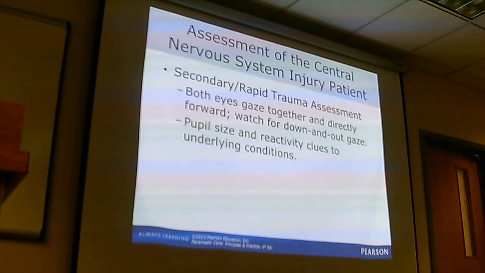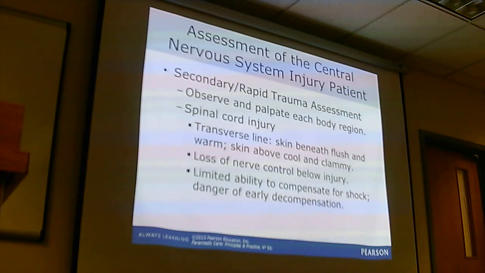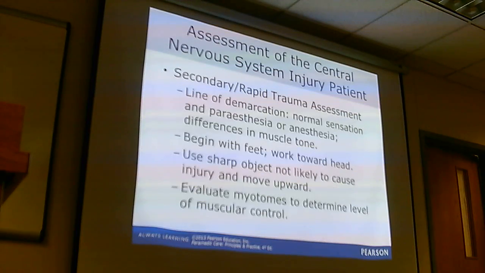Sometimes it's a brain injury, sometimes it's medication, the same thing affecting the central nervous system. The eyes are going to be a good indicator for us for underlying injuries and damage that we've got to be looking for. Spinal cord injuries, again, we're going to be looking for loss of motor sensation control below the level of the injury.